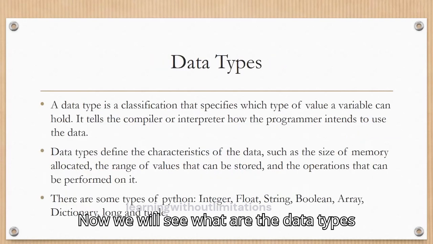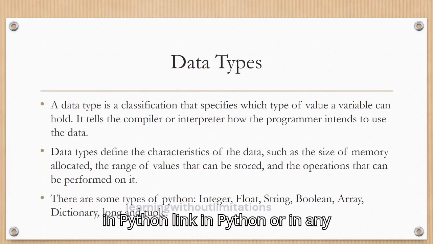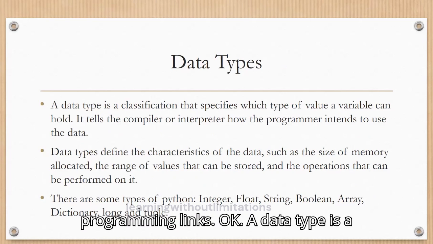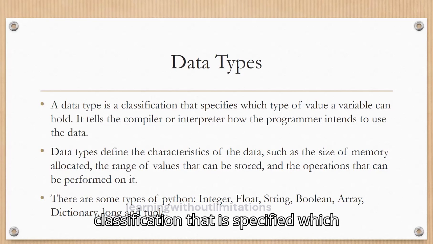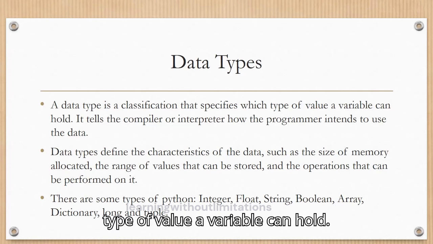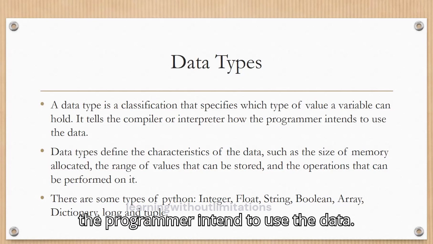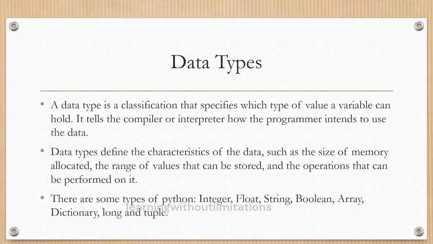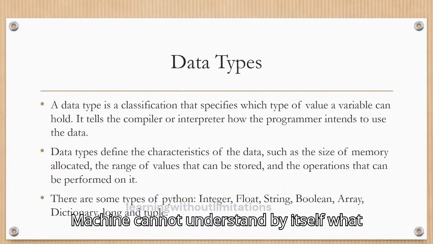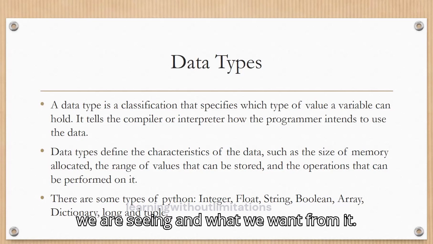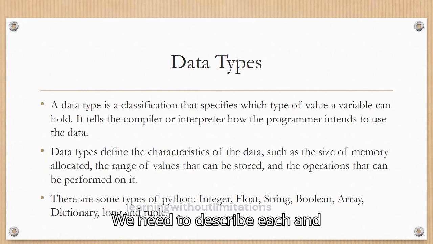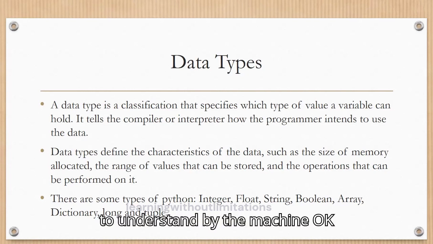Now we will see what the data types are in Python or in any programming language. A data type is a classification that specifies which type of value a variable can hold. It tells the compiler or interpreter how the programmer intends to use the data. For example, a machine cannot understand by itself what we are saying and what we want from it. We need to describe each and everything in order for the machine to understand.